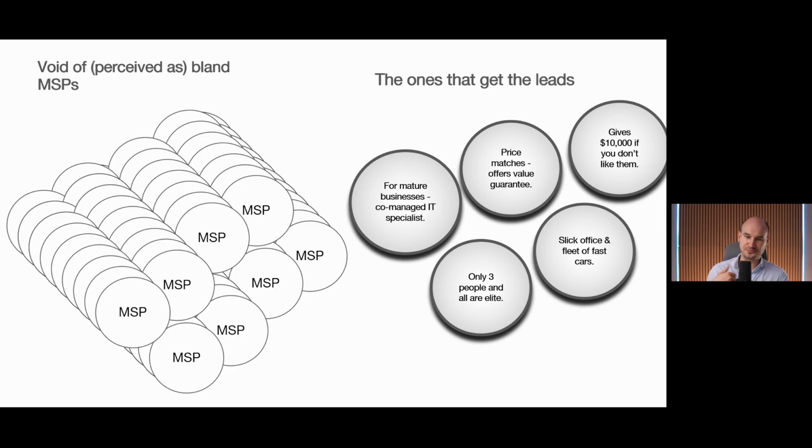So for example, you're always going to find a few of these in any given market, but you might find the MSP that's nice and large, that has a fleet of cars, that's kind of cool. Or you're going to have the MSP that is considerably smaller, has a small team, but we're all tier 3 and you get a direct line to all of us. Or you get the MSP that's compliance focused, or that is co-managed IT focused, or that price matches, or that has a fat guarantee that takes the risk away from signing up with them. So MSPs can do things to be considered.